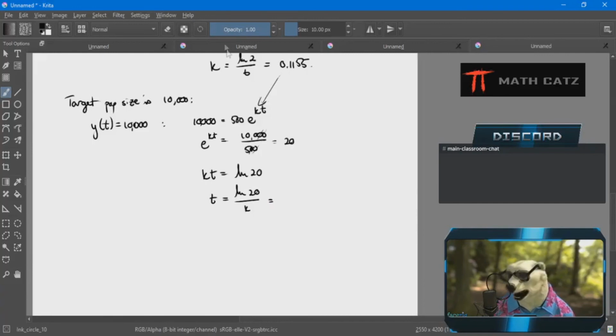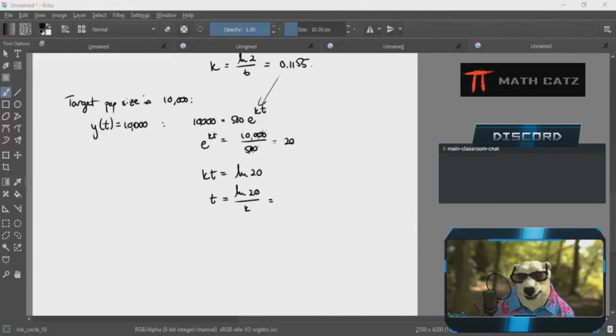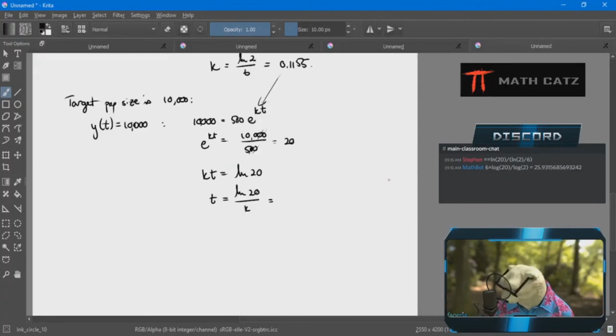Now you can put in all the decimals, or you can calculate it as log 2 over 6, but don't use a rounded number in a future calculation. Let's do it. So different ways you could set that up. We get 25.9316, if you will.